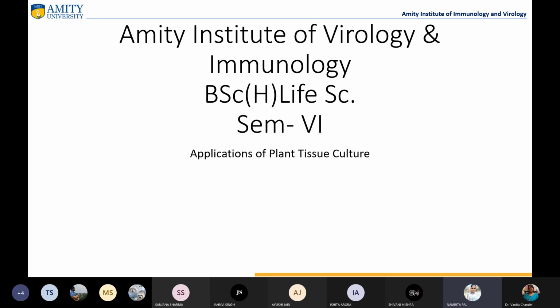Genetic variations that are observed among progeny plants which are obtained from somatic tissues in vitro. Yes, so somaclonal variations are basically genetic variations which we obtain when plants are obtained after tissue culture in vitro, right? Theoretically, when we regenerate plants from somatic cells, we should get similar cells, identical clones.